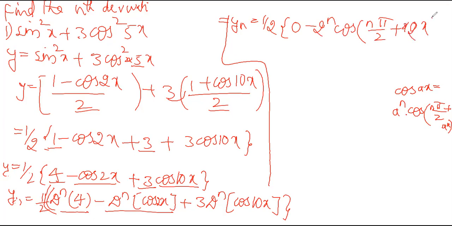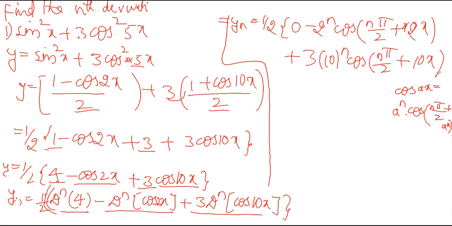Next, plus, I write here only the third one. 3 as it is, into 10 to the power of n, into cos of n pi by 2 plus 10x. Okay. I take the flower bracket.